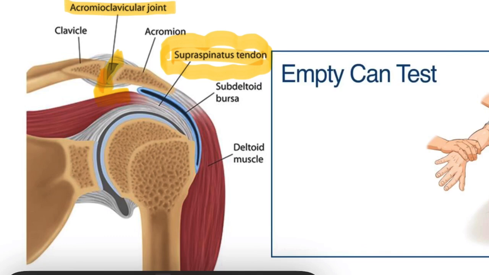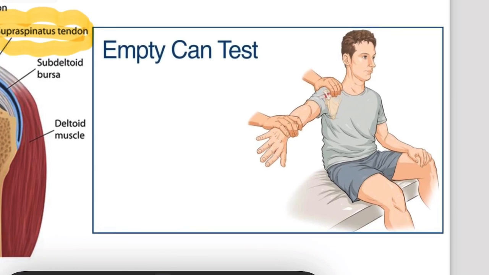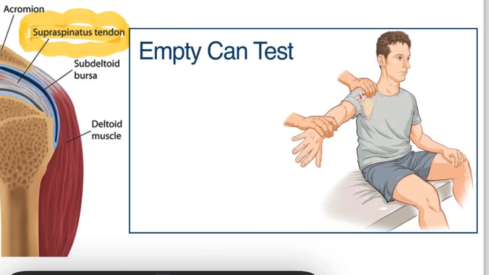So how can we diagnose this patient? We have to do some special test, like the empty can supraspinatus test. This is 90% specific for supraspinatus pathology. We have to tell the patient to abduct the arm to 90 degrees and flex the arm to 30 degrees. If you are seeing this image, you can understand very easily.